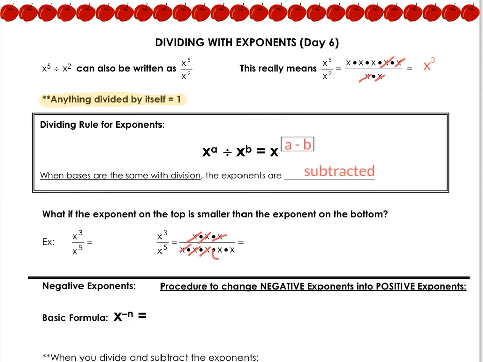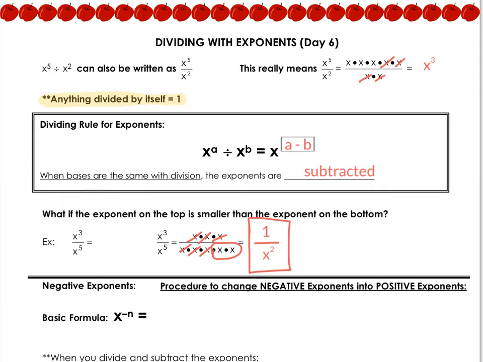Well, we're left with 2, but this time they're on the bottom. So in this case, it's very important to put the 1. In the original example we had, I didn't have to put this over 1 because it's the same as just writing x to the third. But if I just write the answer x squared, that would not be correct because this is not equal to x squared. It's actually equal to 1 over x squared, or 1 divided by x squared. So that's our answer there.